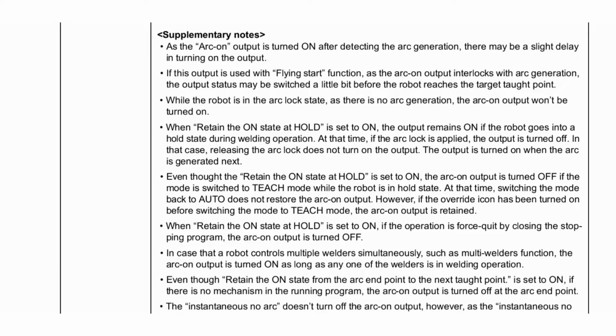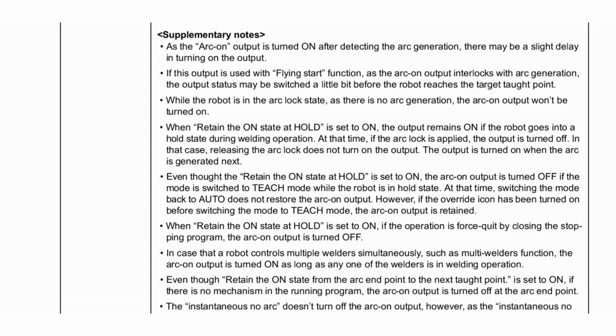While the robot is in the arc lock state, as there is no arc generation, the arc on output won't be turned on. When "retain the on state at hold" is set to on, the output remains on if the robot goes into a hold state during welding operation. At that time, if the arc lock is applied, the output is turned off. In that case, releasing the arc lock does not turn on the output. The output is turned on when the arc is generated next.